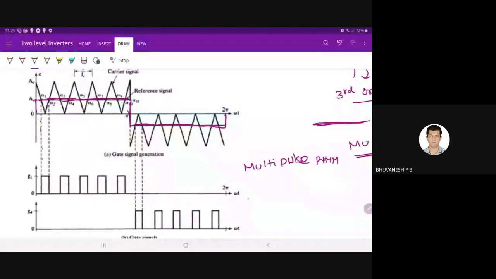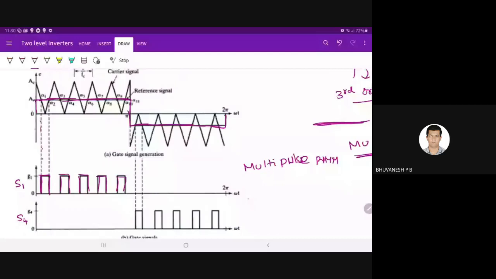This corresponds to the second one. Each time this reference signal is greater than the carrier signal, a firing pulse is generated for the gating signals corresponding to S1, and this corresponds to S4. So this is how it will operate. This is multipulse carrier PWM, right?